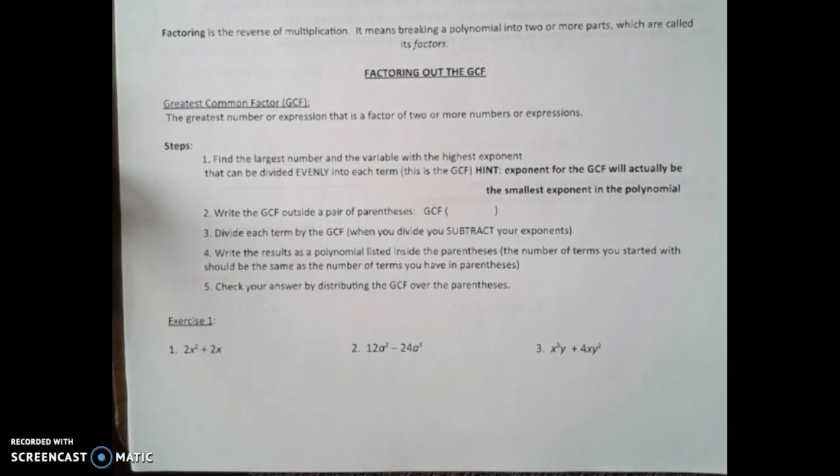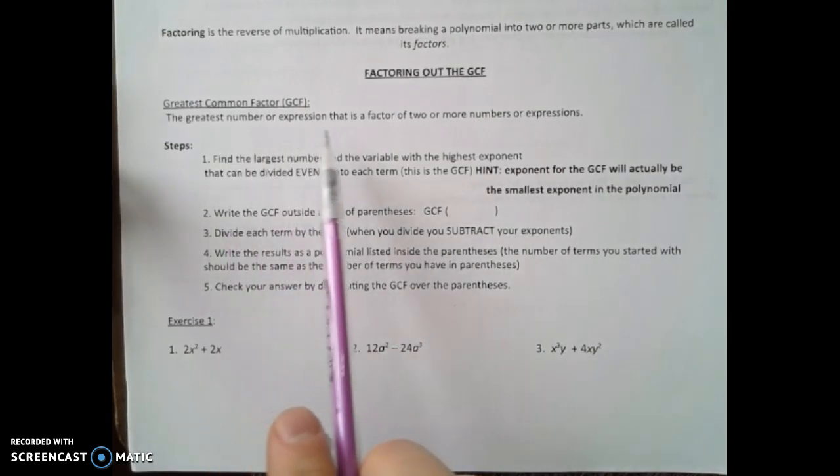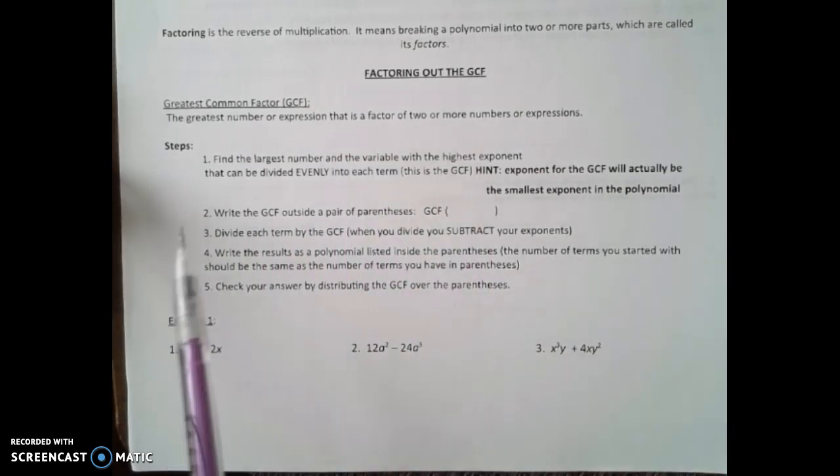In the next section, we're going to practice factoring. Factoring is the reverse of multiplication. It means breaking a polynomial into 2 or more parts, which again are called its factors. We're going to start our practice by factoring out the greatest common factor. The greatest common factor is the greatest number or expression that's a factor of 2 or more numbers or expressions.